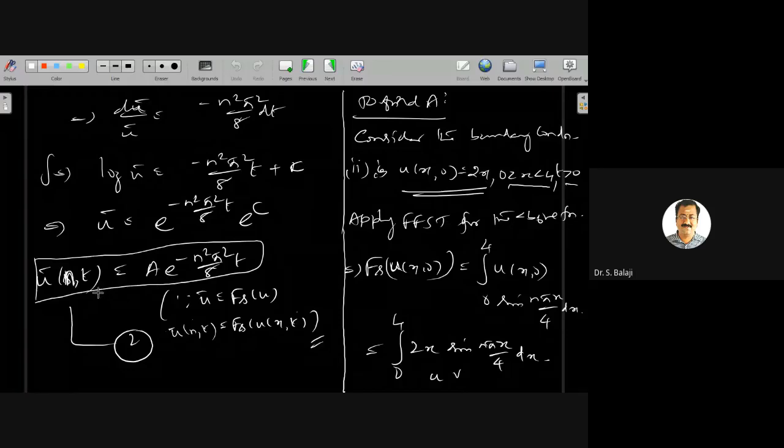That is the finite Fourier sine transform, u bar of n comma t. That's why a and so on. You have to identify a. That will be the next procedure, because if you know a, then u bar of n comma t is complete. Then take the inverse Fourier transform.